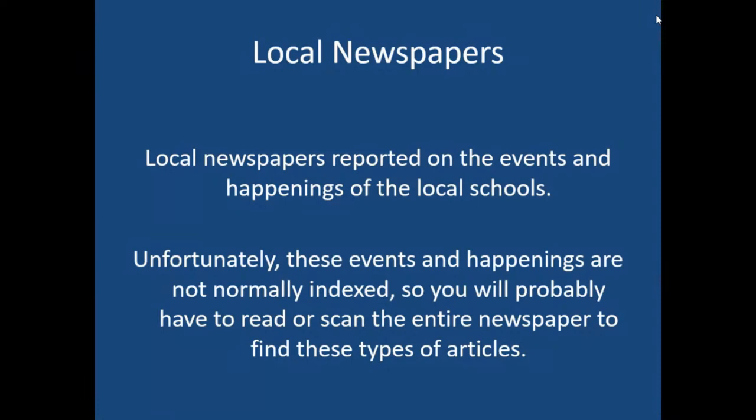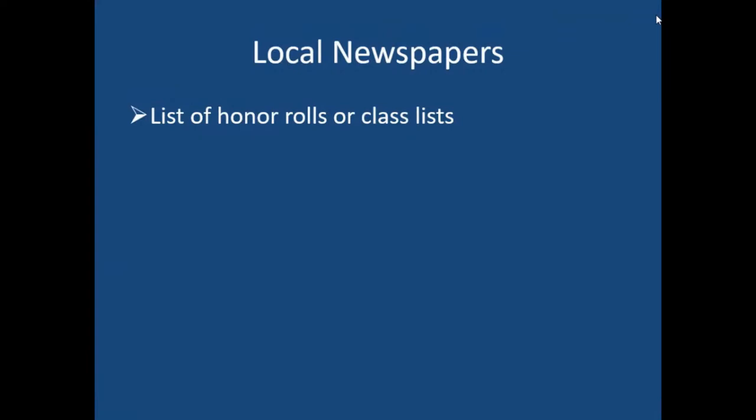They have a great newspaper section, or maybe you find it on microfilm at your local archives or library. But take the time to look at these local newspapers and see if they mention your ancestors during their school age time. And you might be surprised what you might be able to find. Local newspapers are notorious for listing honor rolls or class lists, like the top 10 of the senior class, or they listed the person who made straight A's for that particular semester. So look for those types of lists in the local newspaper.